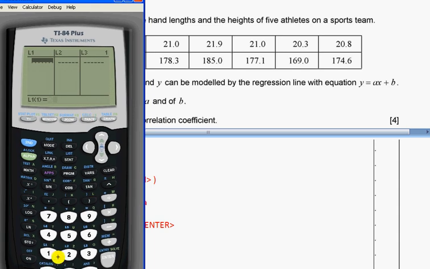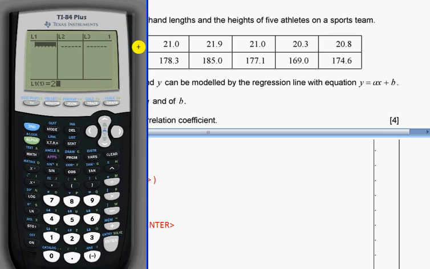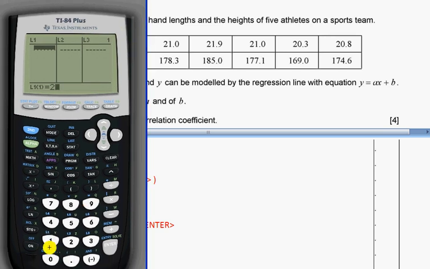So 20, 21, enter. 21.9, enter. 21, enter. 20.3, enter. And 20.8, enter. So the X column is finished. Now we go to the Y column. We move to the right. So 178.3, enter.